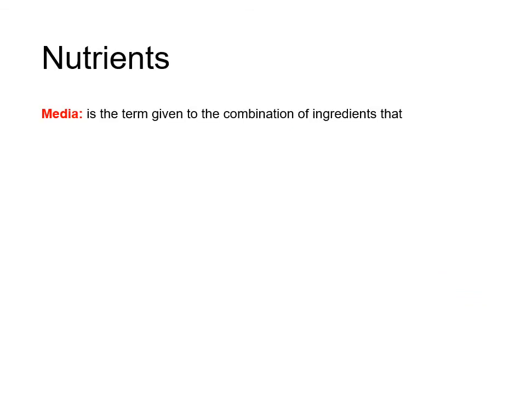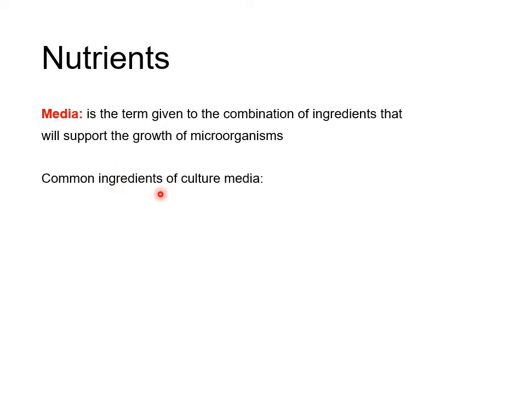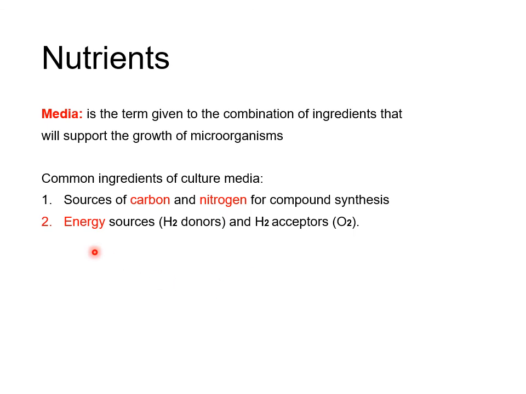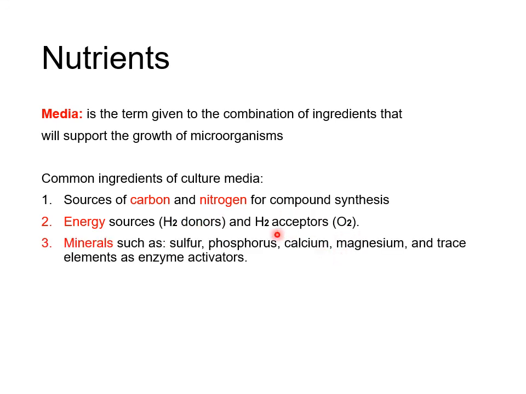In general, nutrients for the bacteria is media. Media is the combination of ingredients that will support the growth of the microorganism. Common ingredients of culture media are carbon and nitrogen source. So what you provide is these main components. You need an energy source, so you have to make sure that you have a good source for hydrogen donors and hydrogen acceptors like oxygen. You have to have minerals, similar to human beings.